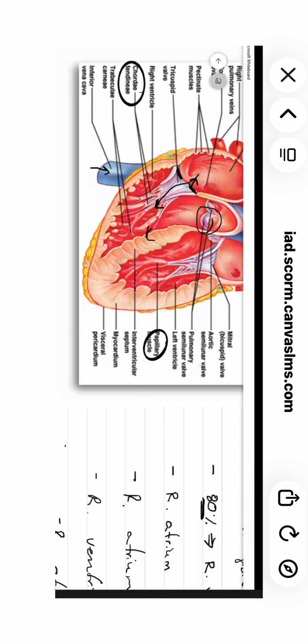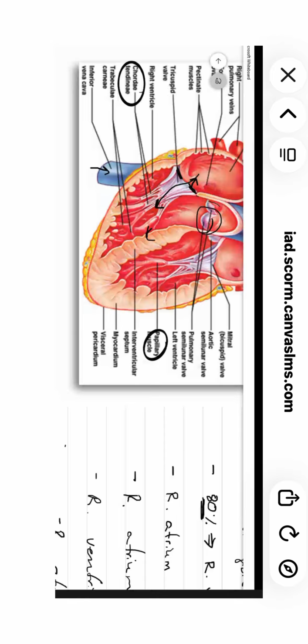Chordae tendineae, right? Tendineae. And as they do so, right, so papillary muscles pull in the chordae tendineae, and this prevents the AV valve from prolapsing, right? Going back the wrong direction.